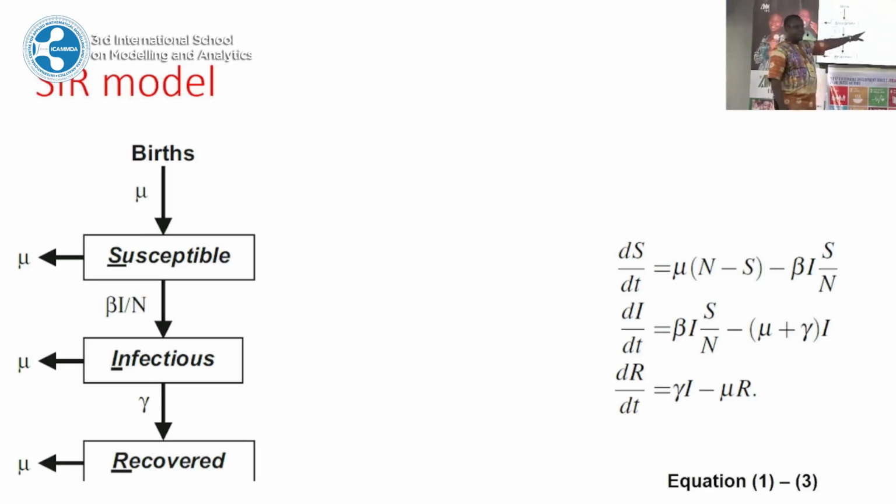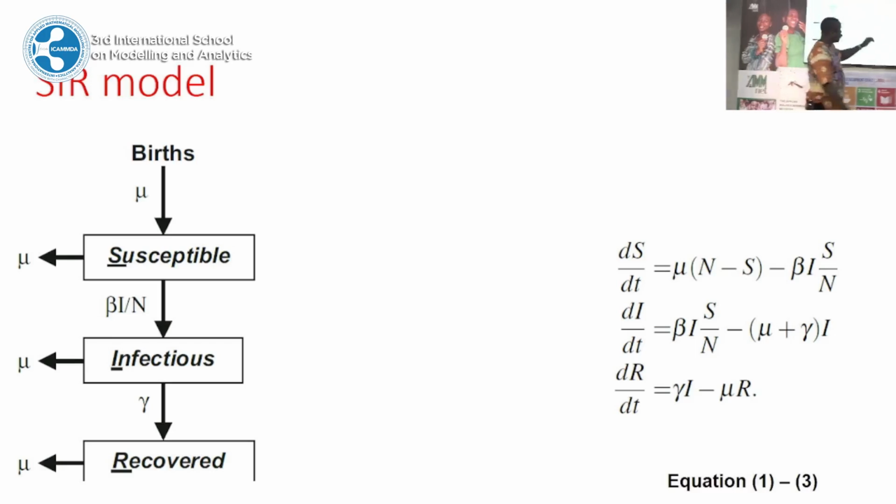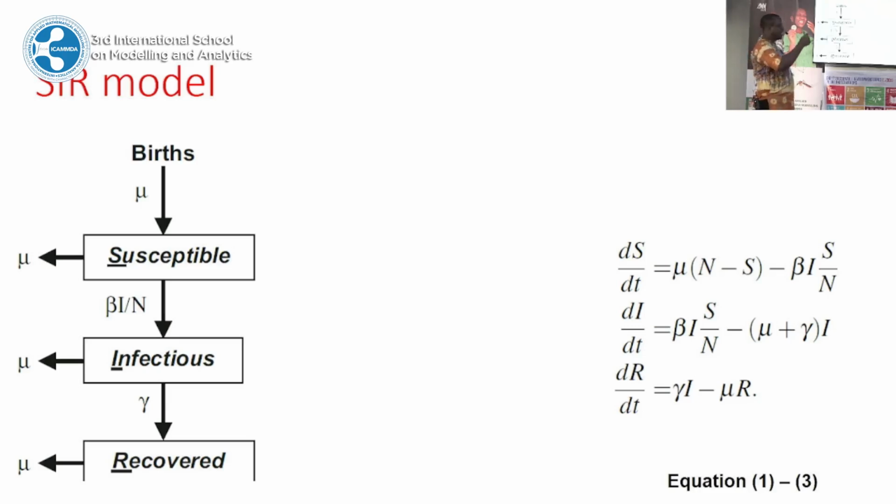You have the SIR model, and then you have the birth rates, and you also have the death. In this case, the death and the birth are equal. So that's why you have mu (N minus X). The rate at which people are coming in is the same rate at which people are going out. So that's why you have the mu to be the same, birth equal to death.